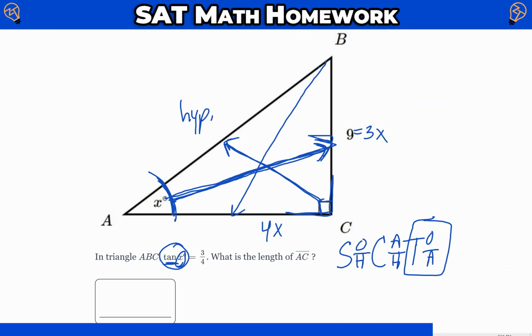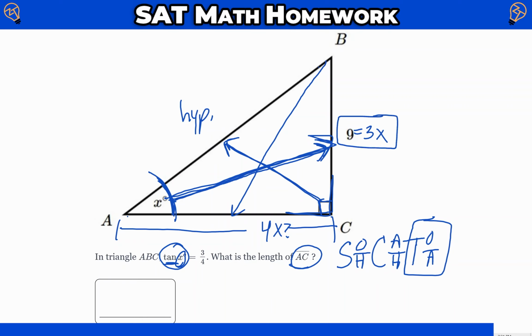And so in this case, our goal is to really find the length of AC. So we're trying to find this entire length here. And so we're trying to figure out what 4x is really equal to. Well, if we can figure out what x is, then we can figure out what 4x is. Here, we know 9 and 3x are equivalent. So we can solve for x, and we find out that x is 3. Then we can do 3 times 4, and we get our answer, which is 12.